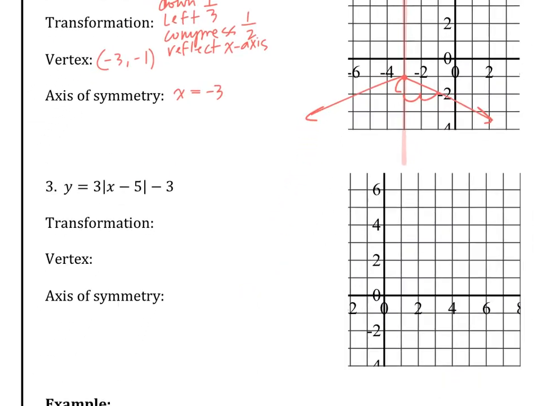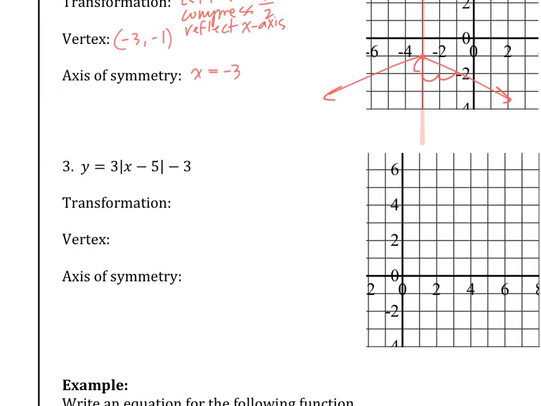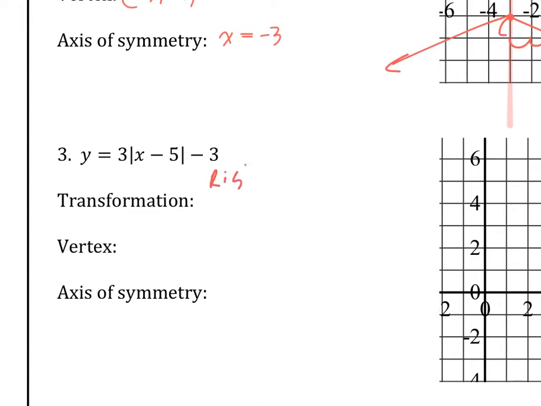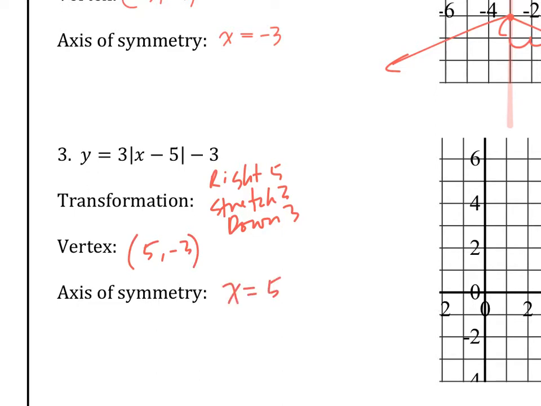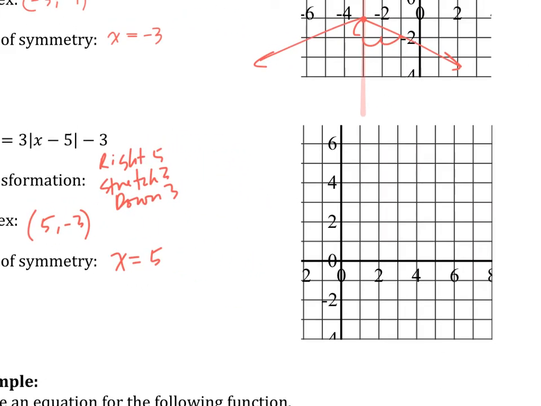Let's have you guys try one. Let me check it. Okay, so the transformation is right 5, stretch 3, and then down 3. Vertex is at 5, negative 3. Axis of symmetry: please write x equals 5 and not just 5. 5 is just a number. We're talking about a straight line, so it has to have an equation. Vertex is 5, negative 3, so we're going to be here. The slope is 3. This is up 3 over 1. Sorry. Horrible graph. Okay, so it looks like this.